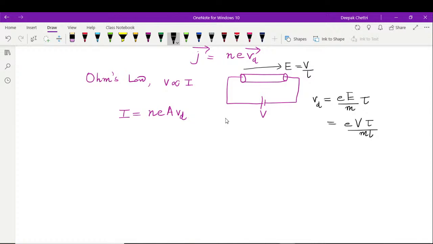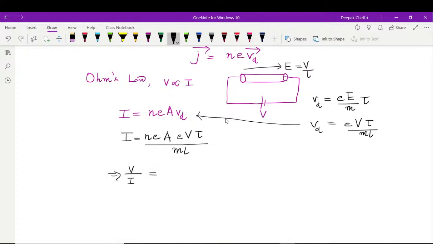So now if I put this formula for Vd here, I is equal to nEA, and Vd is how much? eV tau divided by mL, right? So now I'm just rearranging V by I. V by I will be equal to how much? It will be equal to mL by nE square A tau, right? So this is your expression.